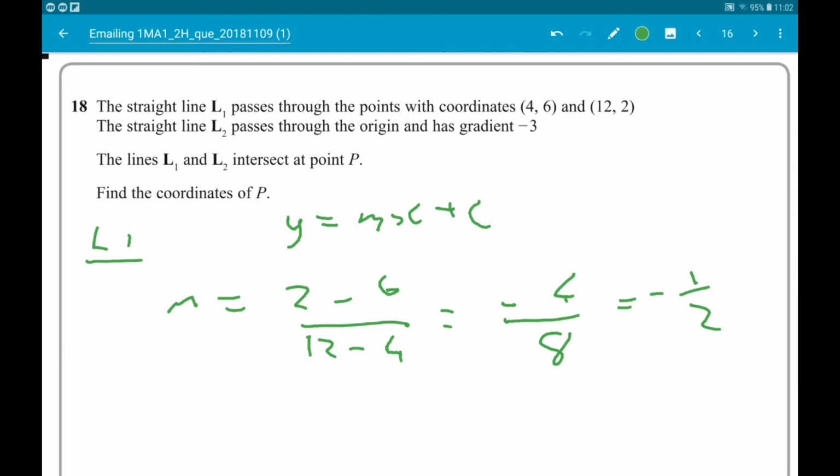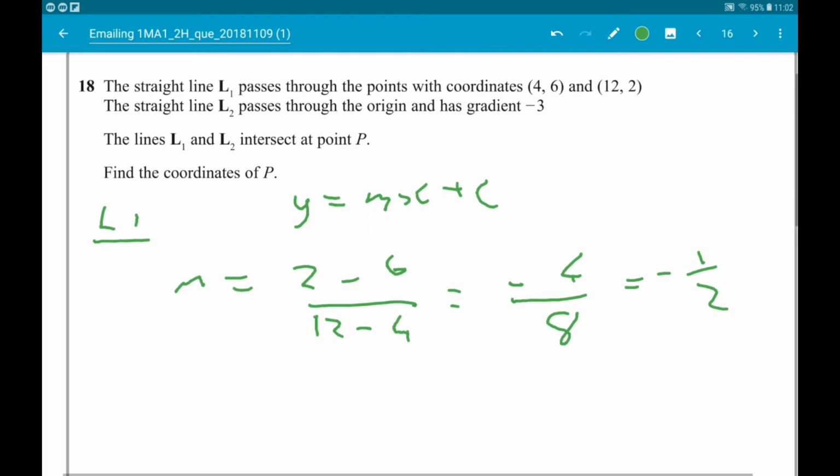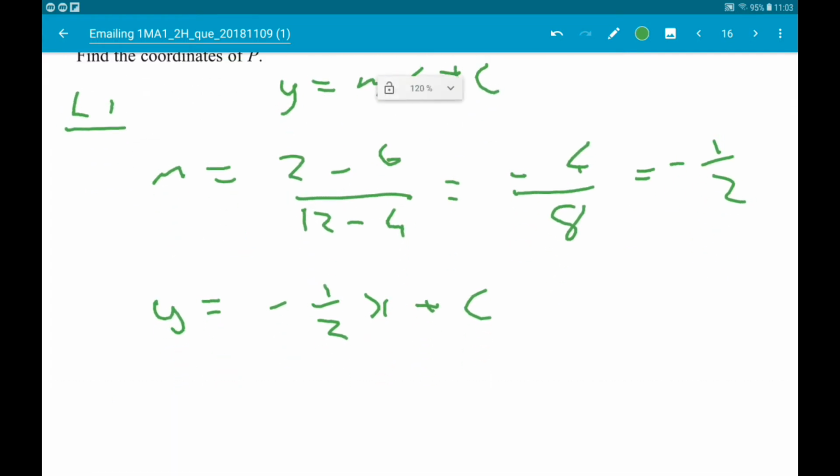Okay, so now for L1, we know y is minus 1/2 x and c. Now to find the value of c, we substitute in one of the pairs of coordinates. So I'm going to use (4, 6). So when x is 4, y is 6.